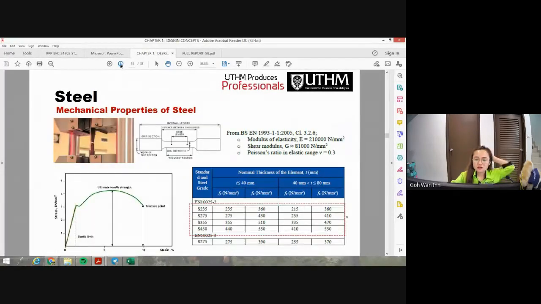This is the typical stress-strain curve. From the previous subject until now, you will keep looking at this. Supposedly you now understand what the elastic stage, the ultimate tensile strength, and the fracture point are. For steel, you can go through tensile testing. From BS EN 1993, clause 3.2.6, if you already have the Eurocode, you can go through and check.